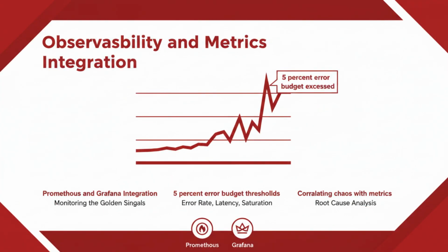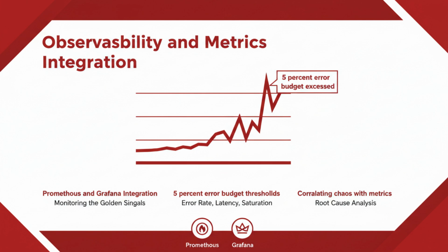Chaos engineering is useless without high-fidelity observability. We must integrate our experiments with monitoring tools like Prometheus and Grafana. We track golden signals: latency, traffic, errors, and saturation. During a chaos experiment, we look for error rate spikes that exceed our 5% error budget.